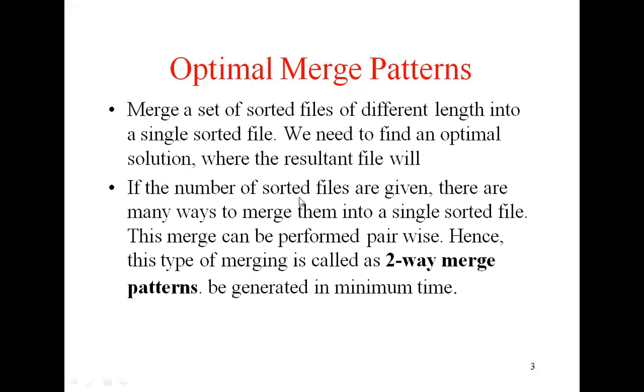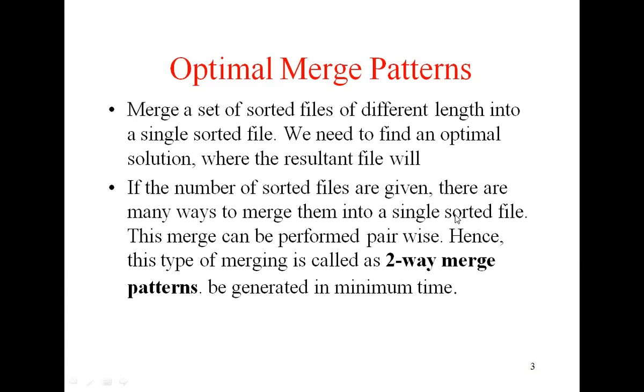So merge can be performed pairwise. Suppose there are n files: you can merge the first two files, then the second two files. Or suppose there are four files: you can merge file 1 and file 2, then merge the result with file 3, and then merge that result with file 4. Like this, you can merge several files pairwise, taking the first two files and then merging with the next file.